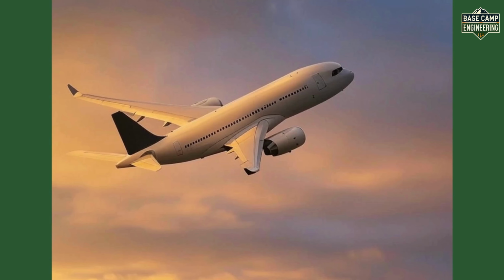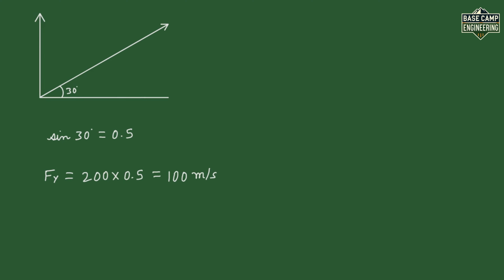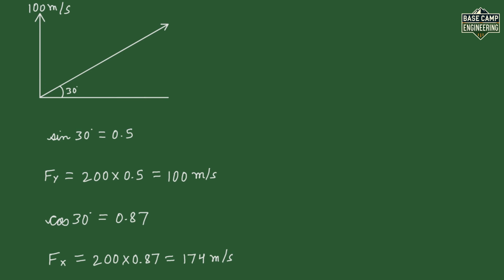Next, let's look at an airplane flying to a vacation spot. The airplane flies at a speed of 200 meters per second. That's a scalar, but it's flying at a 30-degree angle upward to climb higher. So its velocity is a vector because it has a direction. Engineers use trigonometry to find out how fast it's going up. They use sine of 30 degrees, which is 0.5, so 100 meters per second upward. They also find the forward speed with cosine of 30 degrees, about 0.87, so 174 meters per second forward.